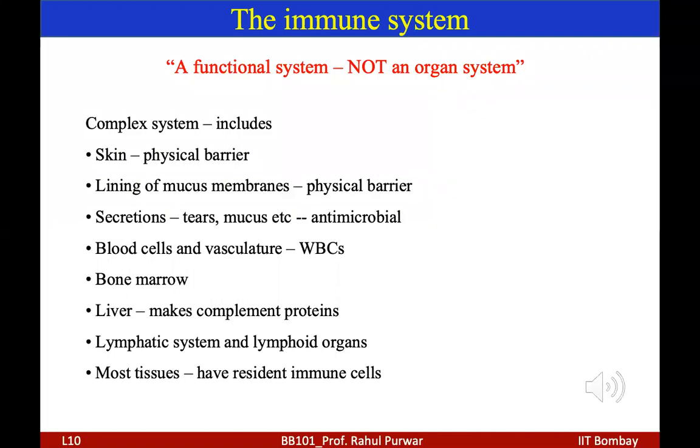Blood cells and vasculature have white blood cells, which are protective in nature. Bone marrow, which is inside the bone, again has the regeneration capacity for the different white blood cells and red blood cells. Our liver is very important because it makes complement proteins, and complement proteins again kill the microbes. Then the lymphatic system and lymphoid organs. So basically that's the system. You don't need to memorize all of it, but I just want to give you a flavor of what the immune system is and how it is different from an organ system.